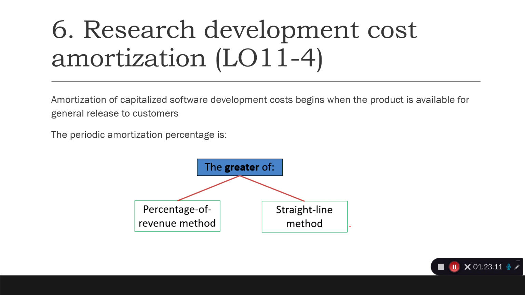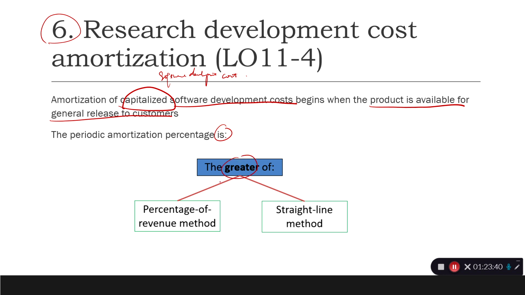Okay, so the last thing that I want to examine is research and development cost amortization. This is going to apply to software development cost. Amortization of capitalized software development cost begins when the product is available for sale, at general release, and the periodic amortization is the bigger of the percentage of revenue method and the straight line method.